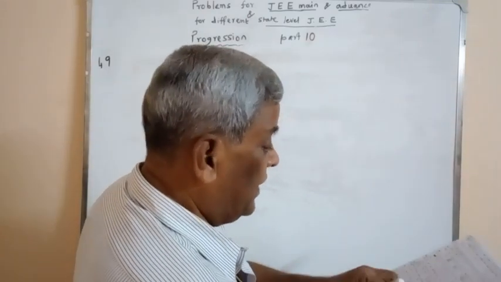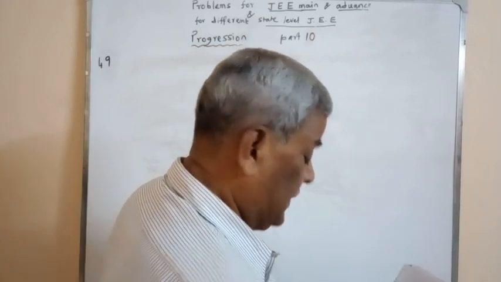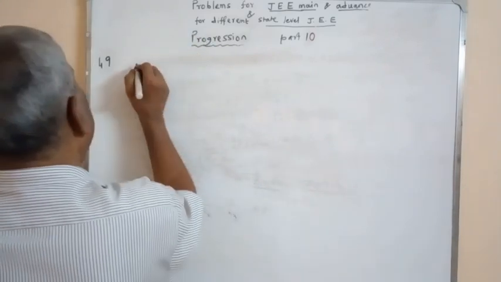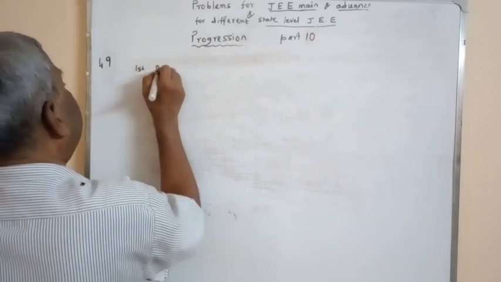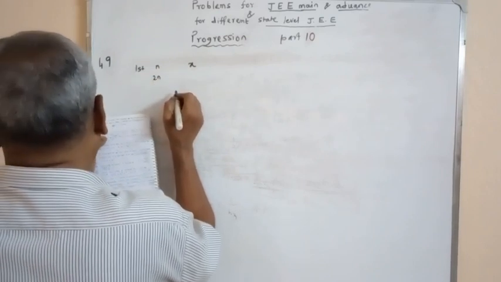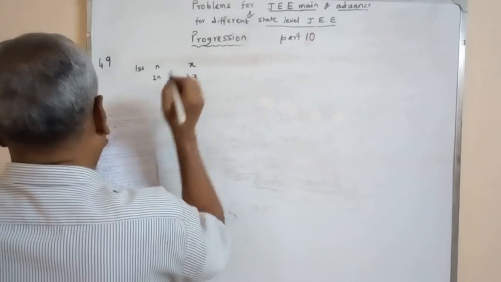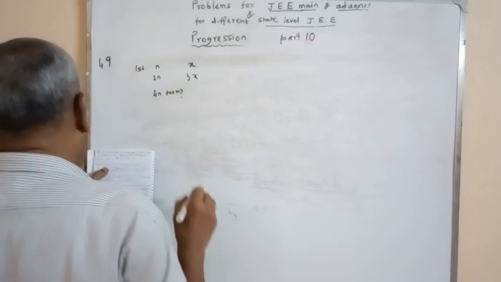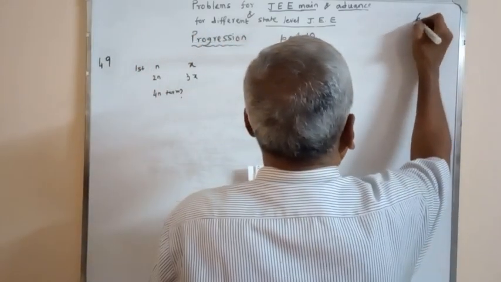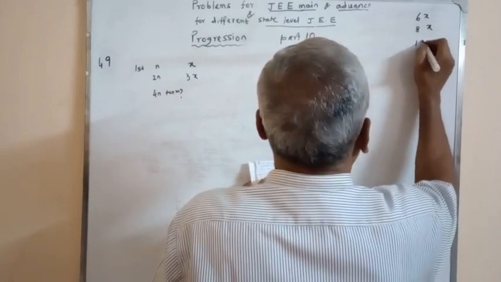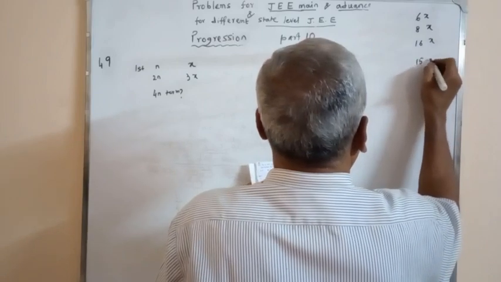The problem is problem number 50. In a GP, the sum of the first n terms is x. The sum of the first 2n terms is 3x. Then what is the sum of the first 4n terms? Options: 6x, 8x, 16x, 15x.